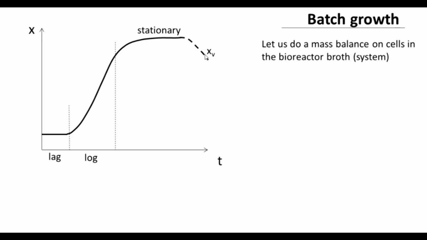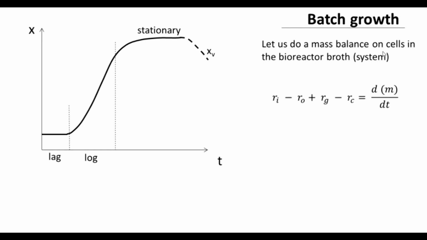Now, let us do a mass balance on cells in the bioreactor broth. The bioreactor broth, the liquid in the bioreactor, is what we are going to take as our system to do this mass balance on cells. This is our equation that we have seen right from module 1. These are mass rates: mass rate of input minus mass rate of output plus rate of generation minus rate of consumption, all on a mass basis, equals the rate of accumulation of mass.